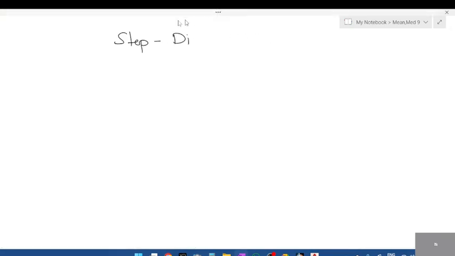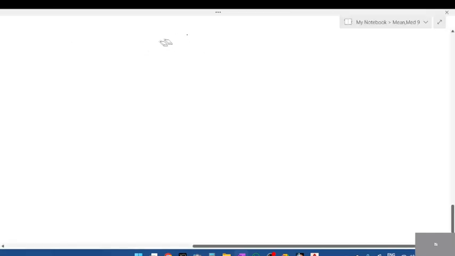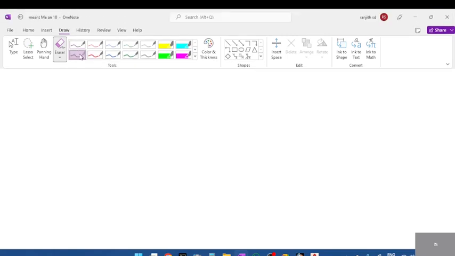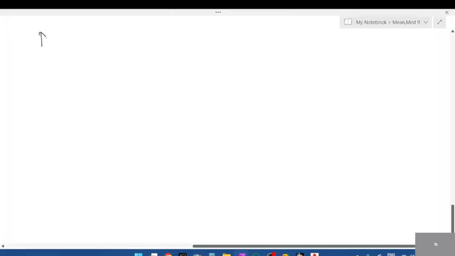Before step deviation, which chapter is this, students? What chapter are we doing? Can you unmute and answer, all of you? Mean and median. We have started with mean.